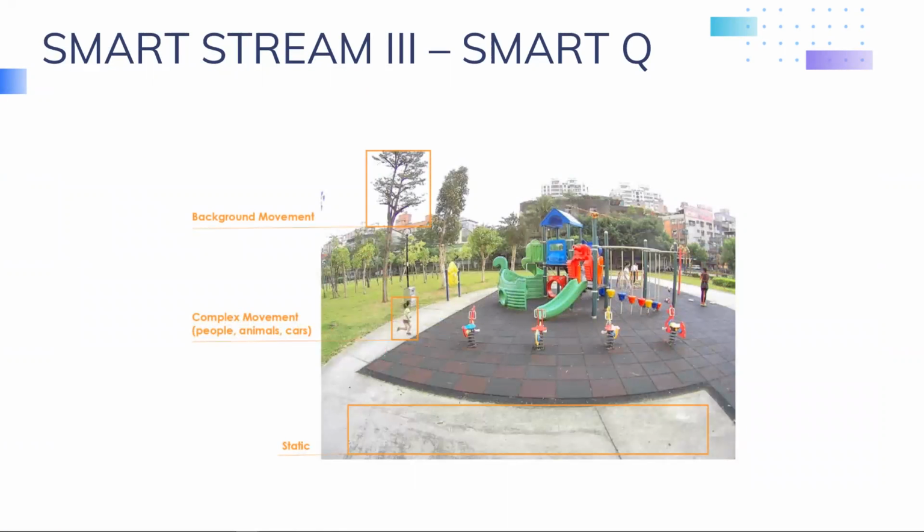Smart Stream 3 consists of two different types of technologies that we have. So Smart Q is one of them, and this is going to reduce the bit rate by using real-time scene information. The scene is analyzed and then it's going to be separated into several blocks by complexity. And each of these blocks are encoded with a compression parameter so that it can maintain the visual quality and then also reduce the bit rate.